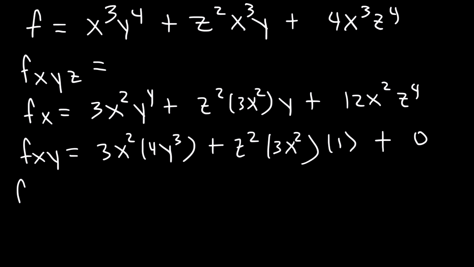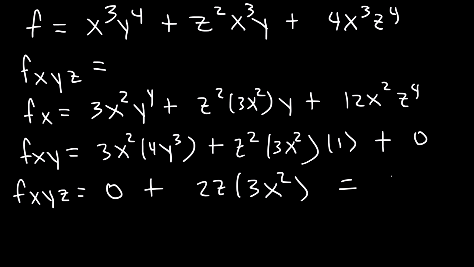Now we're going to differentiate fxy with respect to z. Now this term doesn't have a z, so that's going to become 0. The derivative of z squared is 2z times 3x squared. So the final answer is 6zx squared, or 6x squared z.